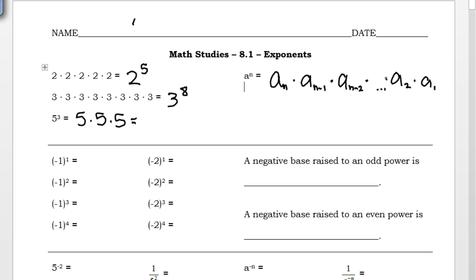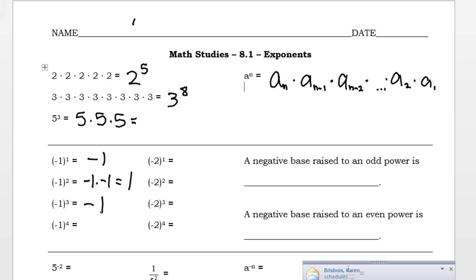If I have negative numbers to exponents, I'm going to do the same thing. I have one negative 1, so it's just negative 1. I have two negative 1s: negative 1 times negative 1. Now remember, a negative times a negative is actually a positive. And if I had 3 negative 1s, it would be negative 1, negative 1, negative 1. Well, the first two negatives would turn positive, but then the next negative would turn it back to negative. And if I had 4 negative 1s, it would go from negative to positive to negative to positive.